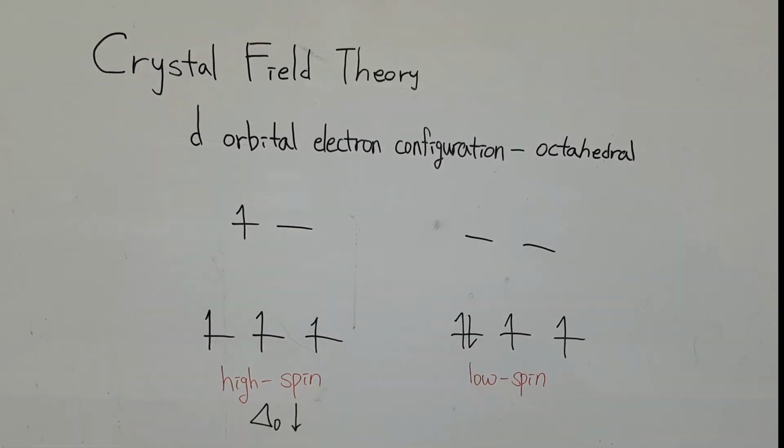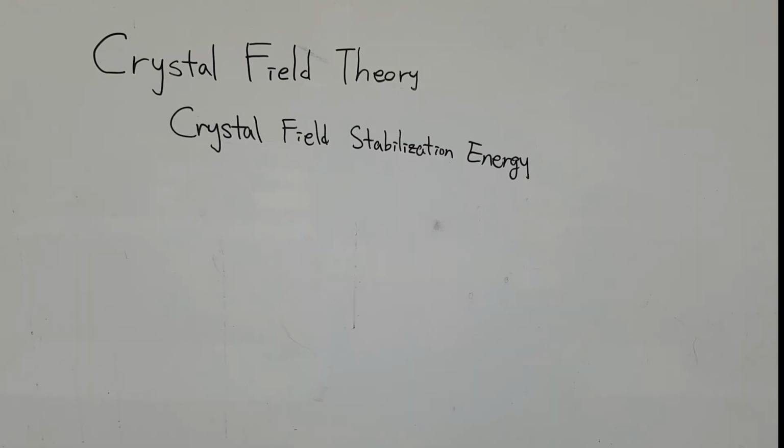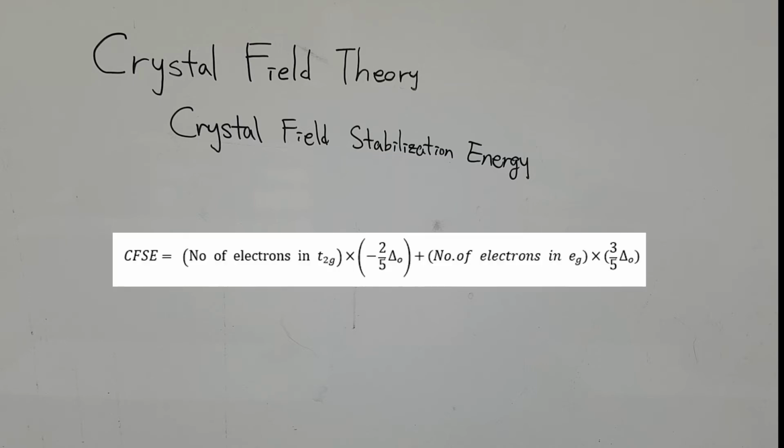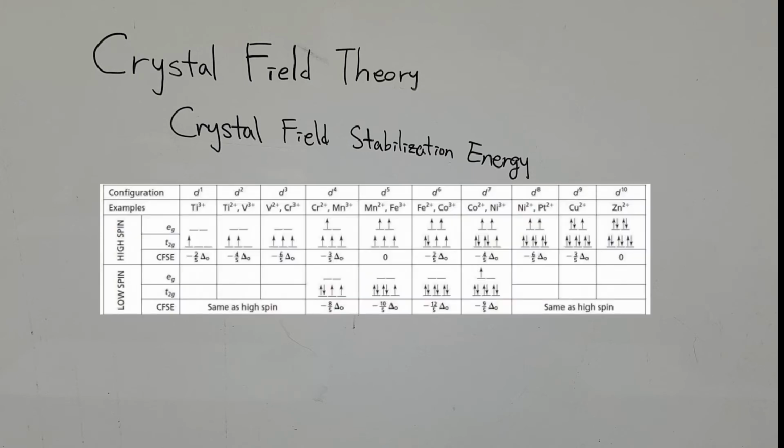There is another concept called crystal field stabilization energy. It stands for the amount of energy that is split by the ligands compared to the degenerate state. For the octahedral case, crystal field stabilization energy is equal to the number of electrons in T2g times minus 2 out of 5 delta O plus the number of electrons in the Eg orbitals times 3 out of 5 delta O. This table shows the crystal field stabilization energy for each d1 to d10 material in the octahedral case. If you look carefully, high spin d5 and d10 have a crystal field stabilization energy value of 0. Therefore, high spin d5 and d10 materials are especially more stable.